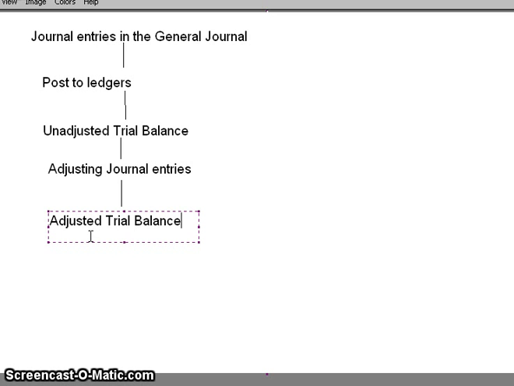Let me explain a little bit about why we prepare adjusting entries. As I mentioned, adjusting entries are internal transactions. So what that means is there's nothing that's going to happen.